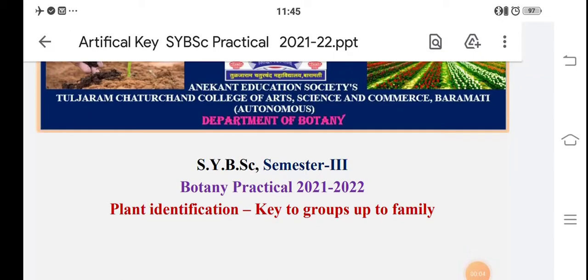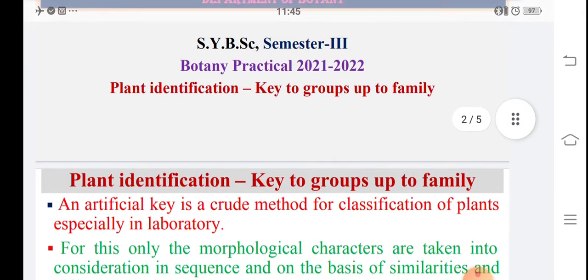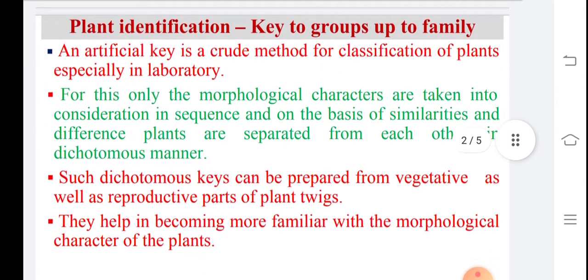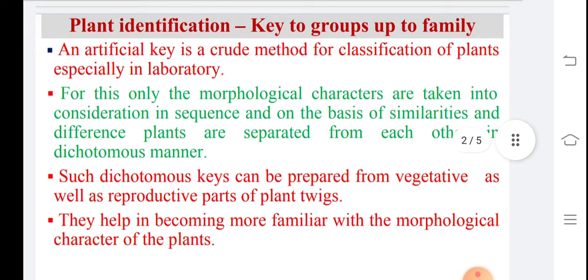So, we are today observing the practical based on the key to the groups up to family. It is based on the plant identification key to groups up to family. In the studied families, we have taken examples for identifying a particular plant and how the keys are used in the classification system.